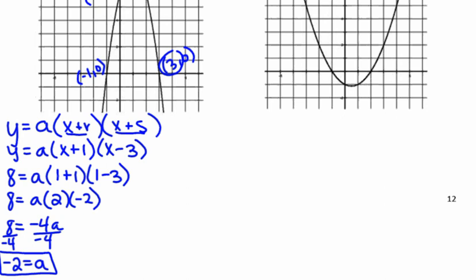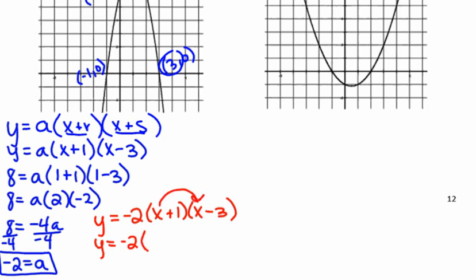The question wants us to write it in standard form though. So in our factored form, it's y equals -2, x plus 1, x minus 3. That's factored form, that's not standard form. So we need to use some FOIL and distribution to multiply that all out. So keep your GCF out until last and use FOIL inside. So first terms is x squared, outside -3x, inside x, and last -3.